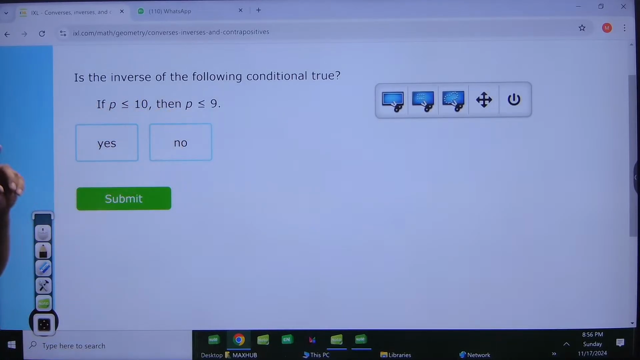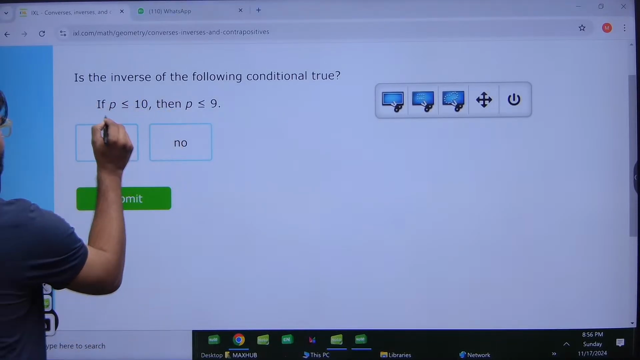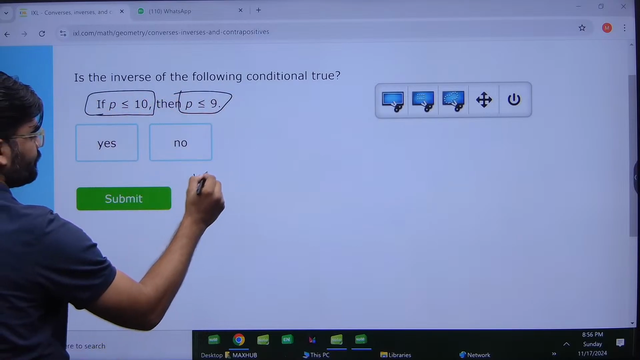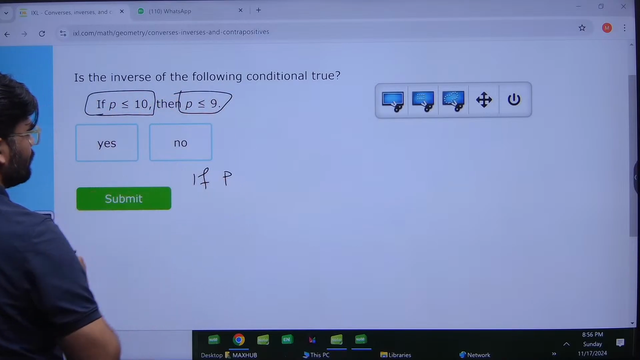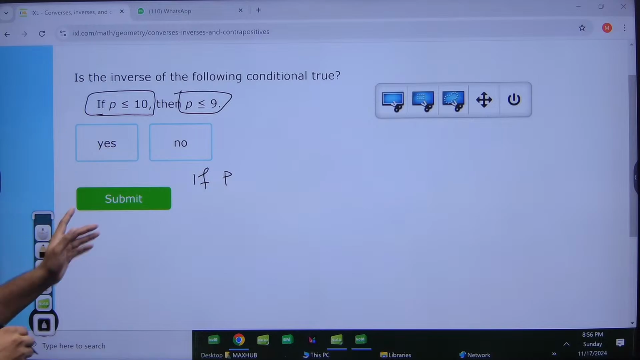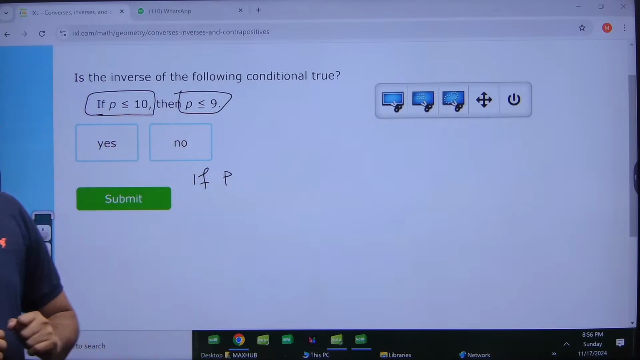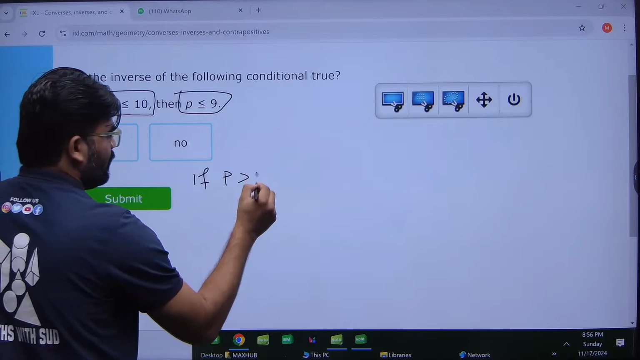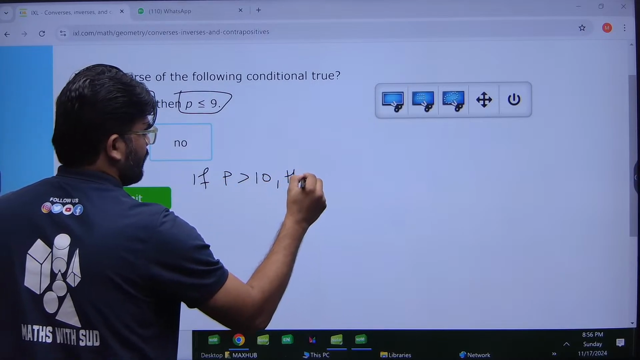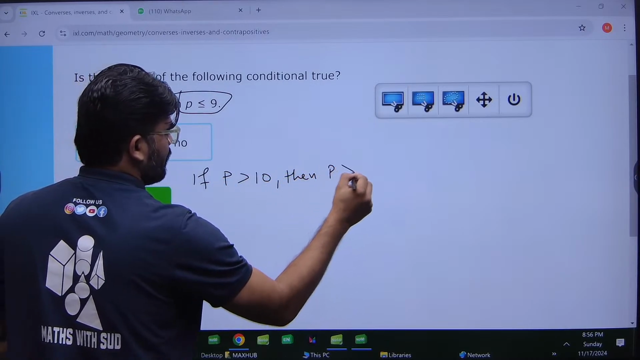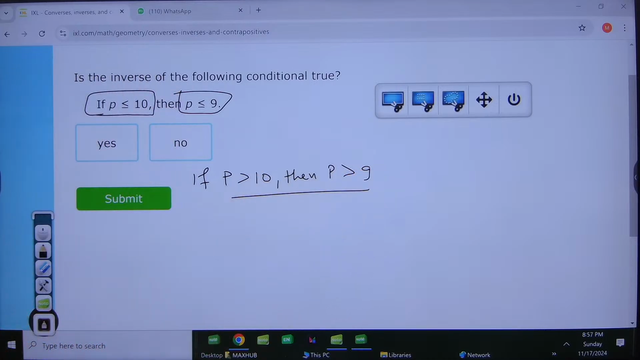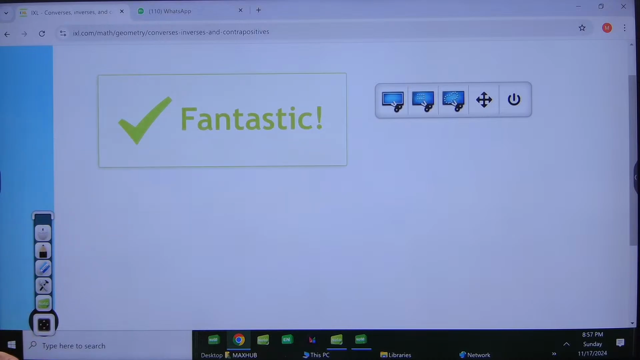First of all, you have to tell me the inverse of this statement. Tell me the inverse of the first one. So that means P is greater than 10. Wonderful. Then P is greater than 9. What do you say about this? Is this making any sense? Yeah, that makes sense. So let us mark it yes.